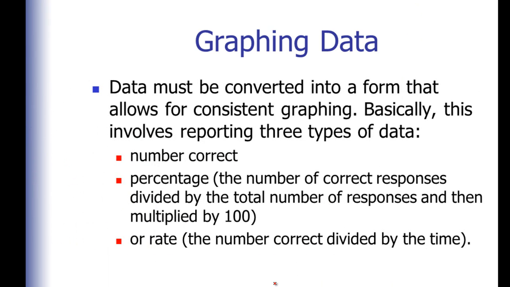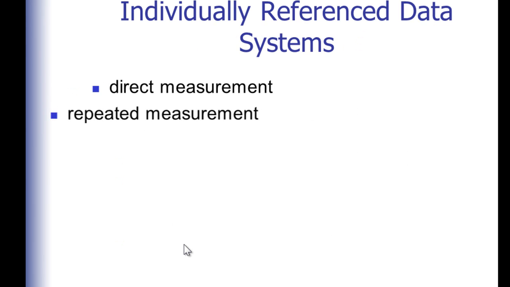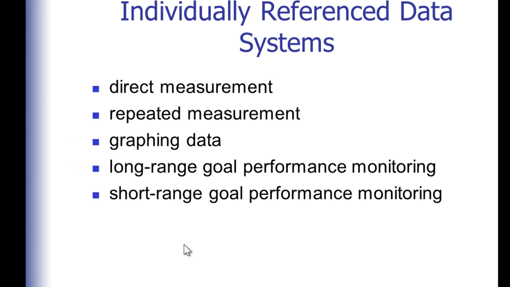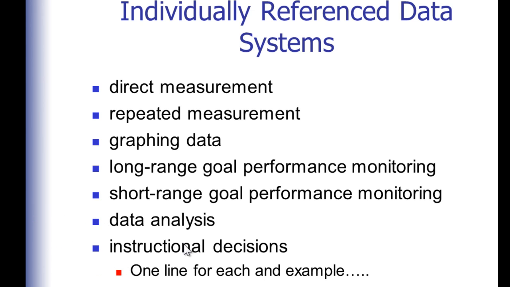Data must be converted into a form that allows for consistent graphing. This involves reporting 3 types of data. You know this: number correct, percentage, and rate. Rate's a big one because, like I said before, it's number correct by time. If we don't work at a certain speed, it's hard to determine if we're really mastering the material. But you have to decide which of those would be most important to graph. A direct measurement, the repeated measurement, and then you graph that, determine those long-range goals, and then short-range performance monitoring. And then you analyze that data.